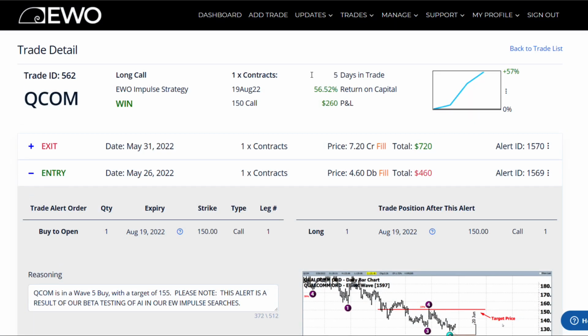The power of AI injecting into Elliott Wave for directional trades. We're so excited about where that can go.